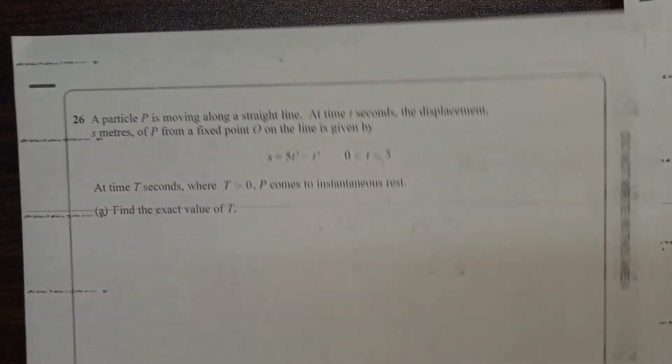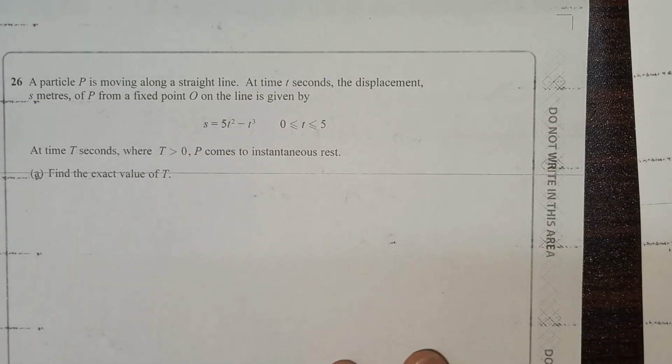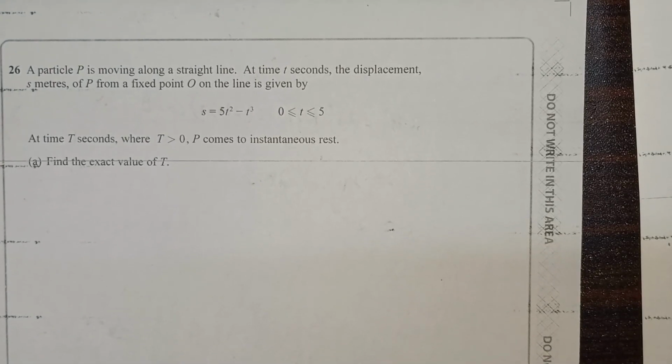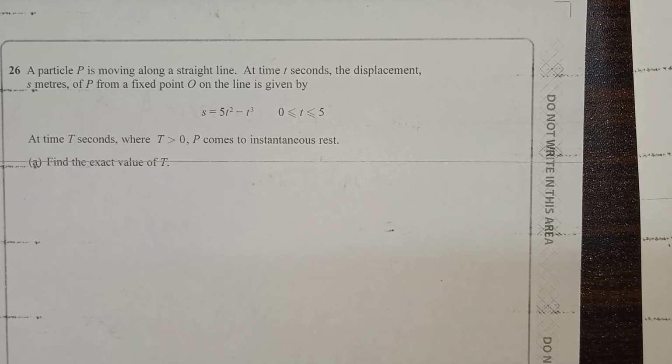Now last question, question 26. A particle P is moving along a straight line at time t seconds. The displacement s meters of P from a fixed point O on the line is given by the following equation. At time t seconds where t is greater than 0, P comes to instantaneous rest. Find the exact value of t.